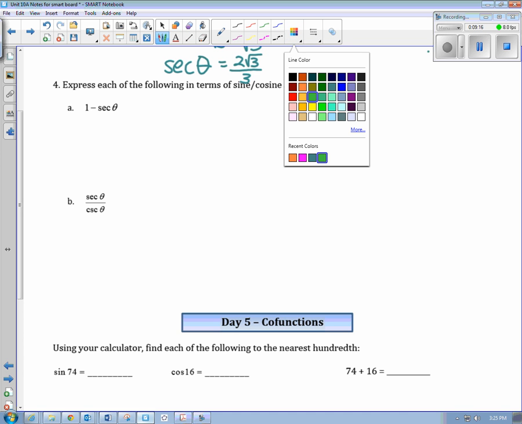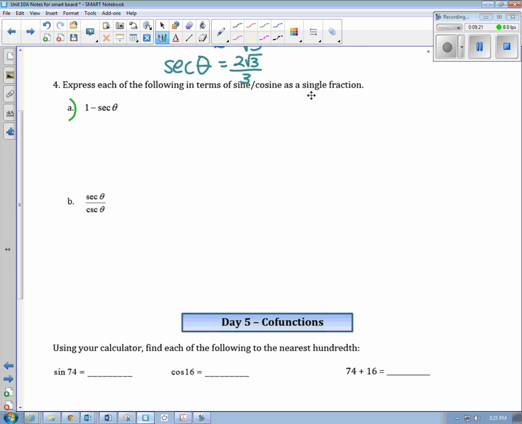So for question number 4A, I'm not allowed to leave a secant in there because the directions tell me I have to use sine and cosine. So I'm going to turn the secant into its reciprocal, which is 1 over cosine theta. It tells me that this has to be a single term. That means that I have to find a way to combine these two terms together. I'm going to give the 1 a denominator of 1, and then in order to put them together, they have to have a common denominator.